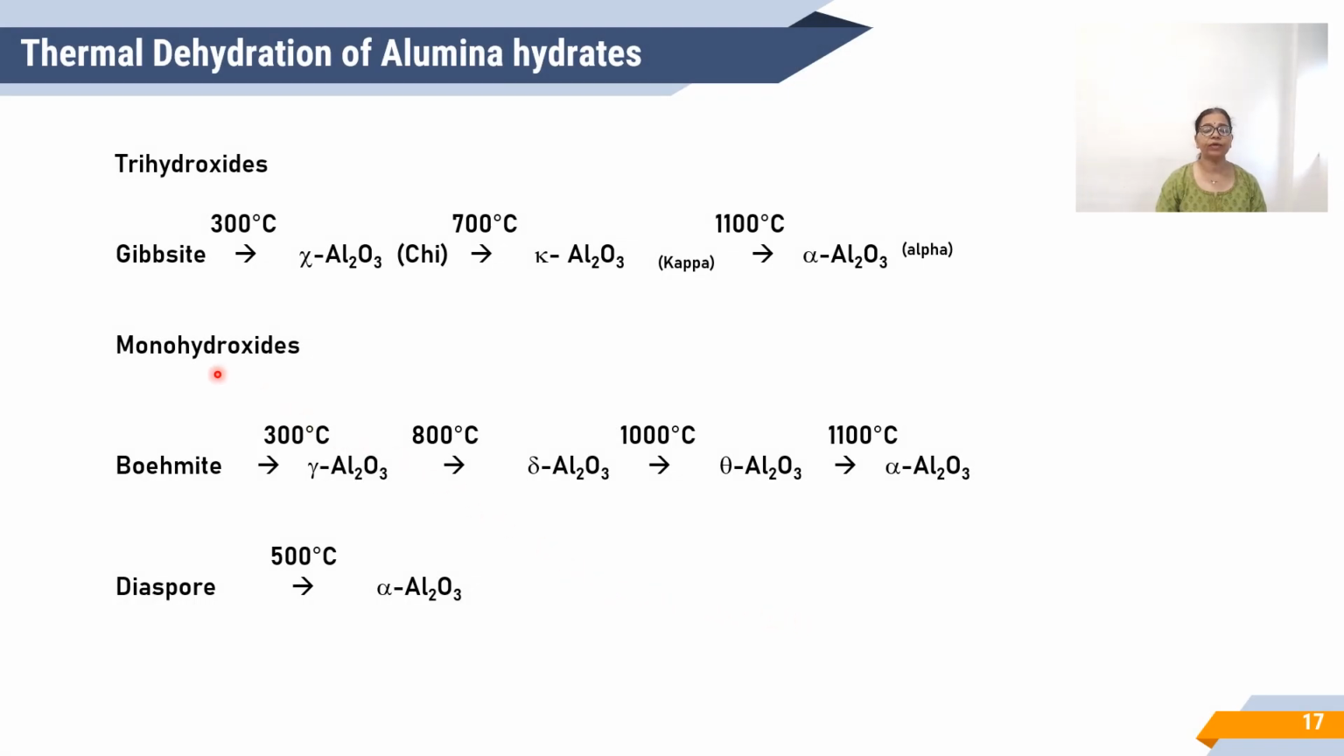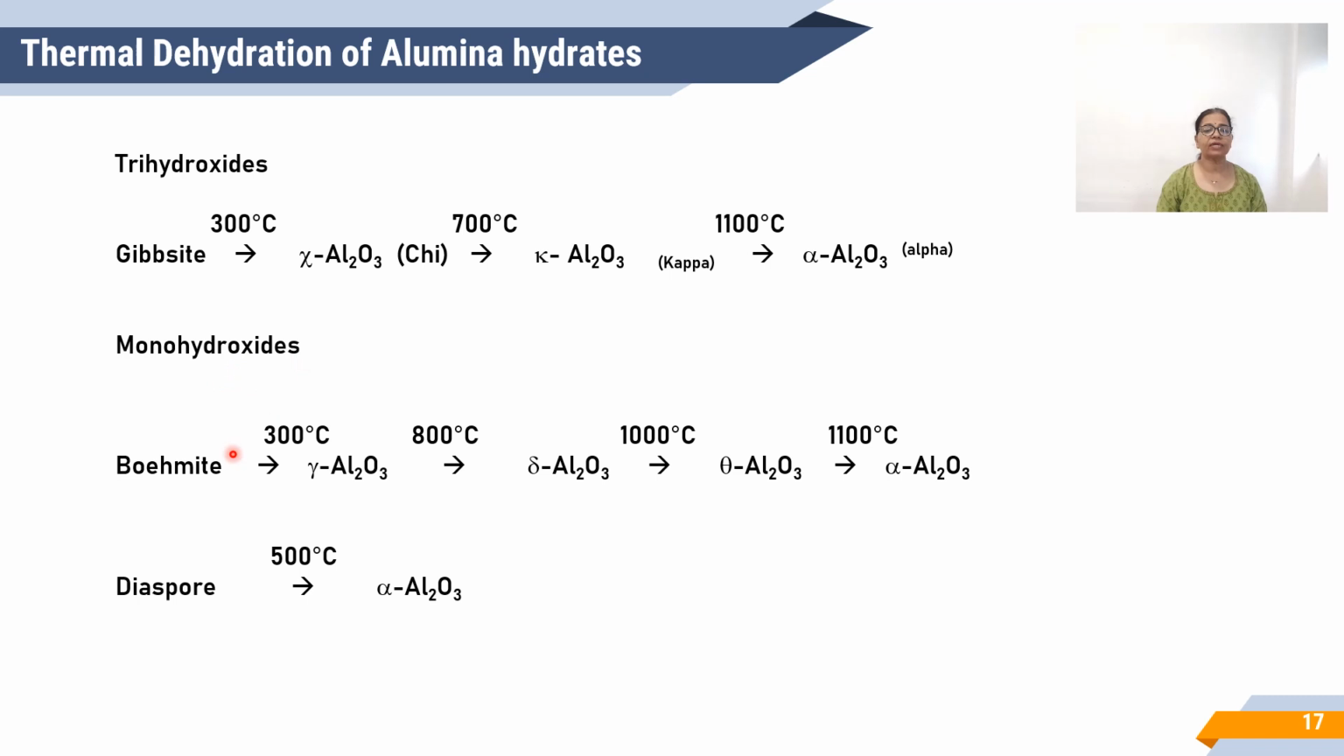Now we would be looking into the thermal dehydration of alumina hydrates. First of all, how does this thermal dehydration of alumina hydrates vary from gibbsite, that is from trihydroxides, to monohydroxides, that is from gibbsite to boehmite and diaspore. Now when we heat the gibbsite to about 300 degrees centigrade, the transition phase which is formed is chi alumina. At 700 degrees centigrade we get kappa alumina. At 1100 degrees centigrade alpha alumina is formed.